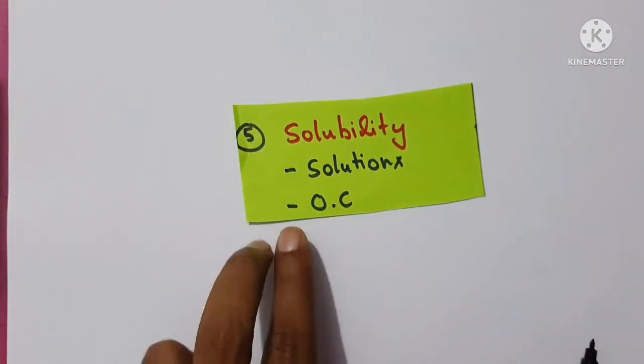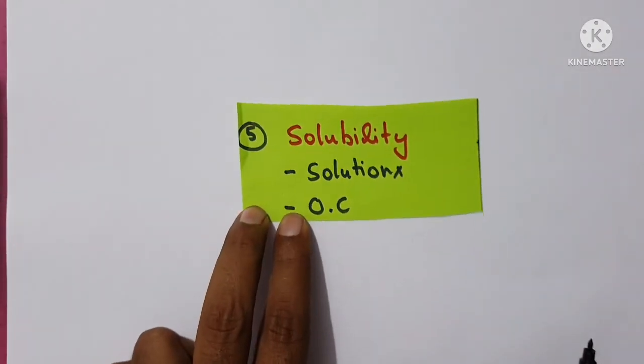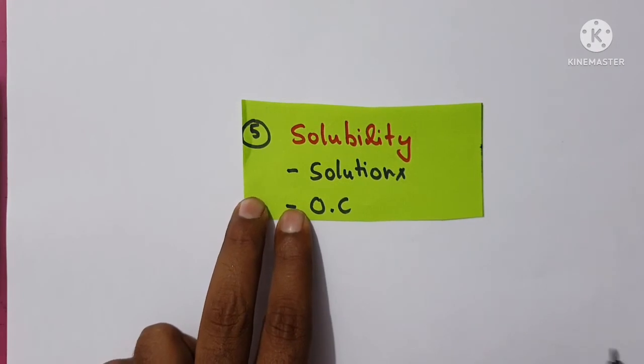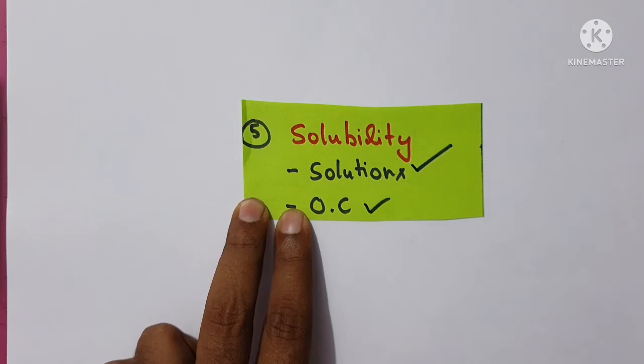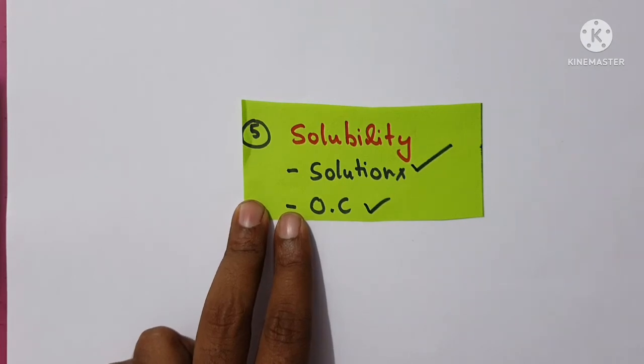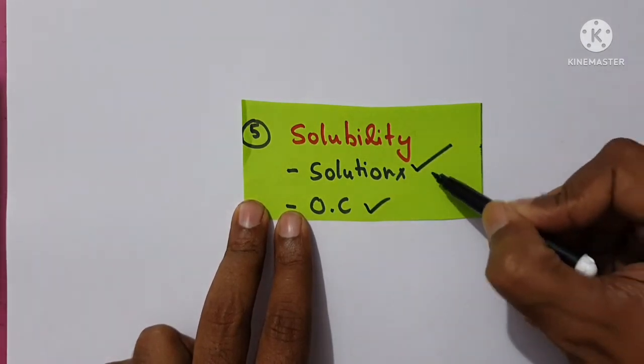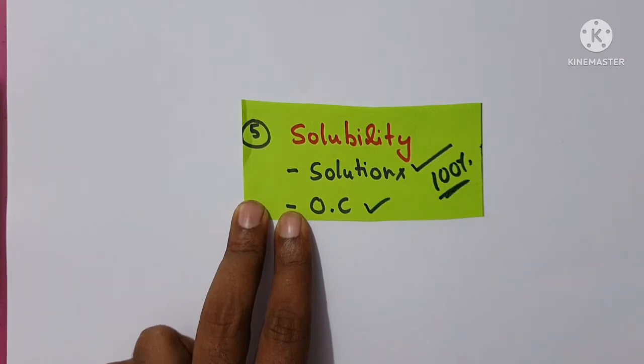The 5th one is solubility. Based on solubility, you can concentrate on the solutions chapter as well as the solubility of organic compounds. What happens to the solubility? Is it increasing or is it decreasing? This is how the question is based on solubility, and definitely you will get one question here.